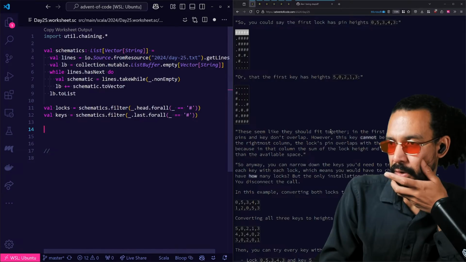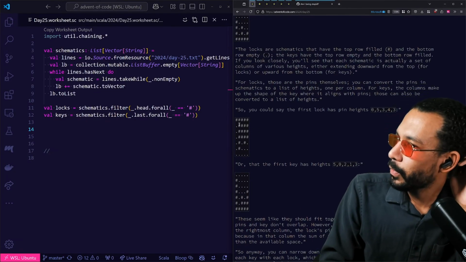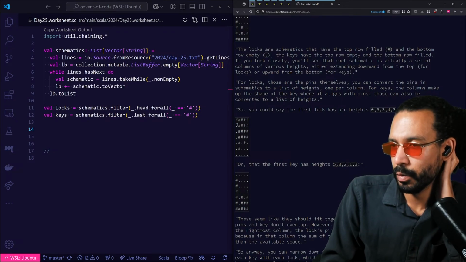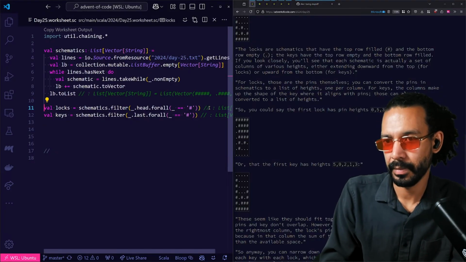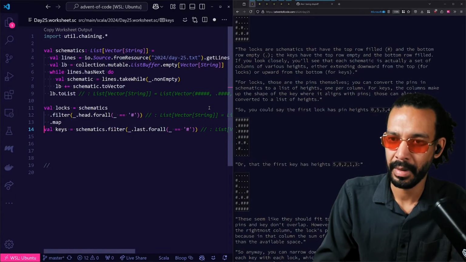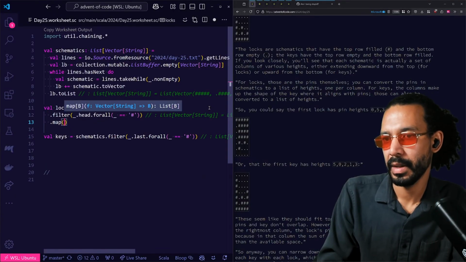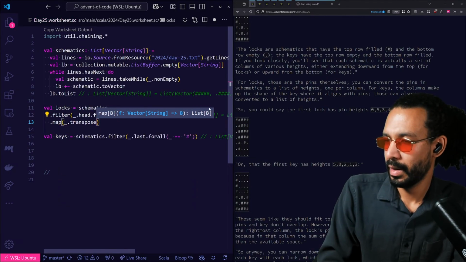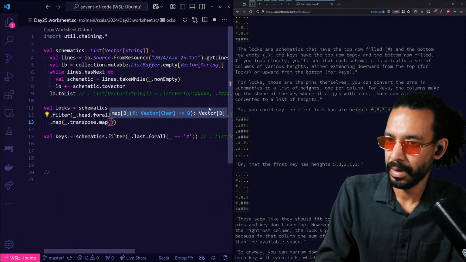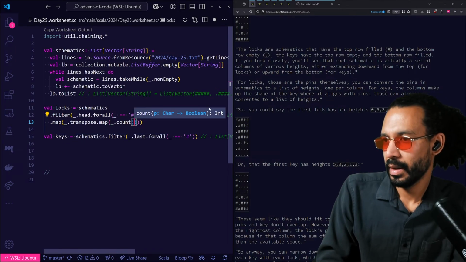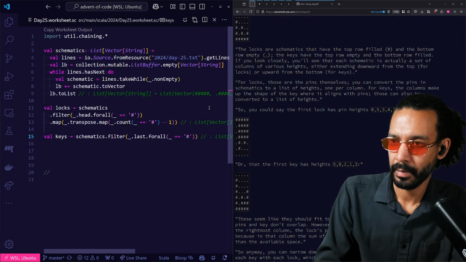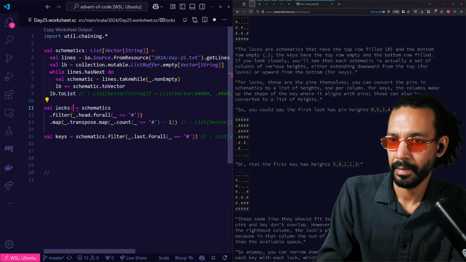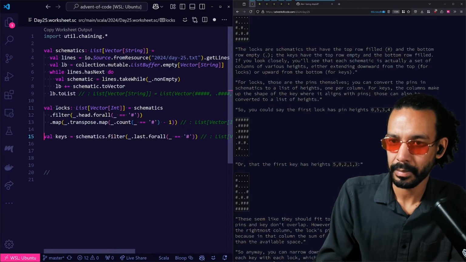I suppose we could then convert those. So for the locks, to convert this has to be 0. So we just do the count in the columns minus 1, right? So filter dot map. So we're just gonna transpose, dot map, count of the hashes minus 1. Okay. And then similar thing for the keys.